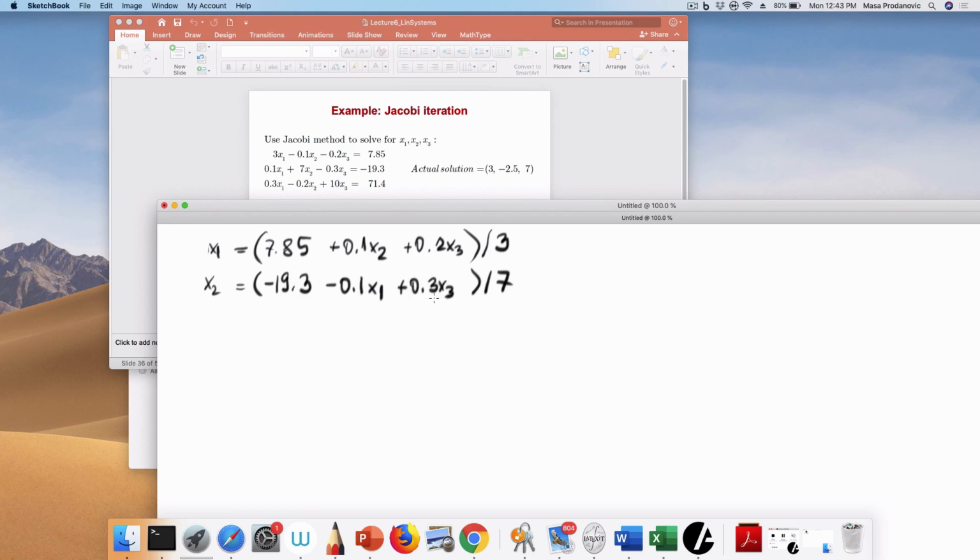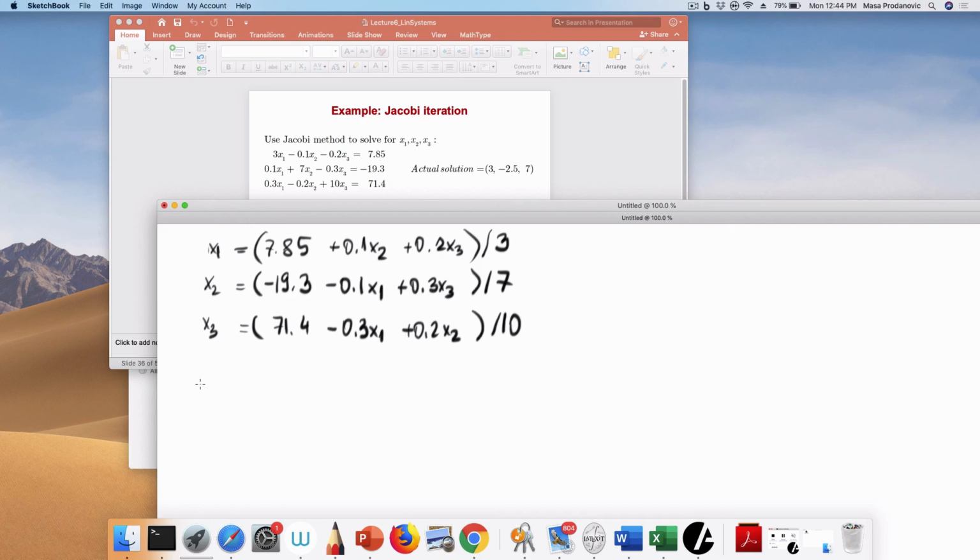Does everybody see that transition? So I took the diagonal element and I put everything else on the other side. And the last one will be this 10x3. So x3 is equal to something divided by 10. And that something is 71.4 minus 0.3 x1 plus 0.2 x2. Yes?